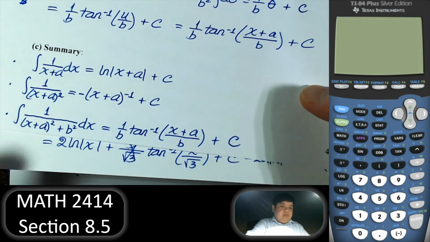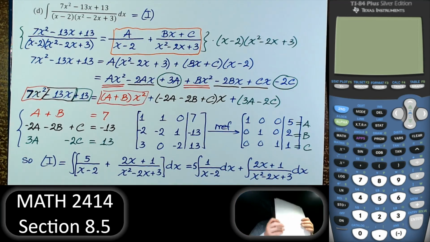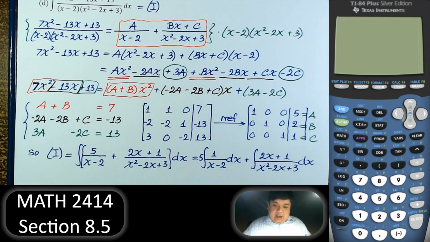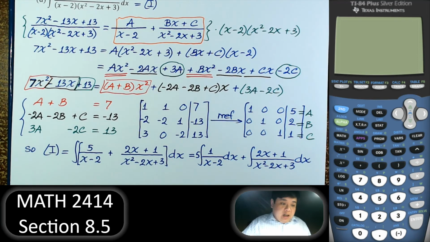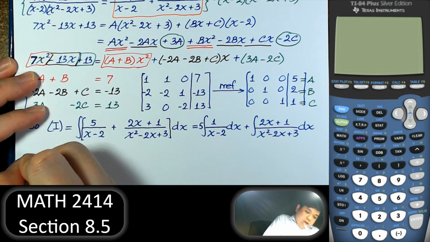in this form: (x plus a) squared plus b squared. So in that case, what we need to do here is complete the square for x squared plus 2x plus 3. So this step is called completing the square.